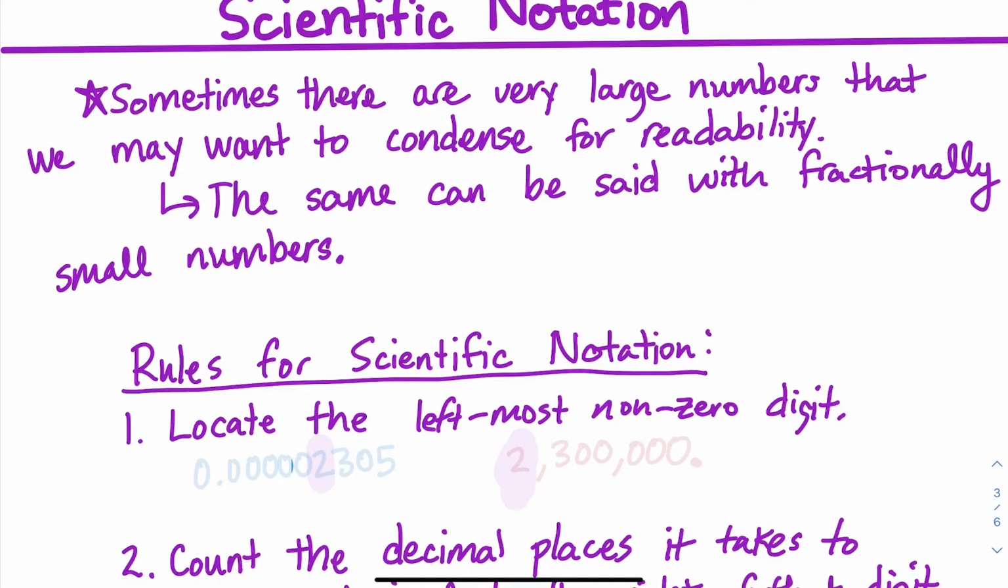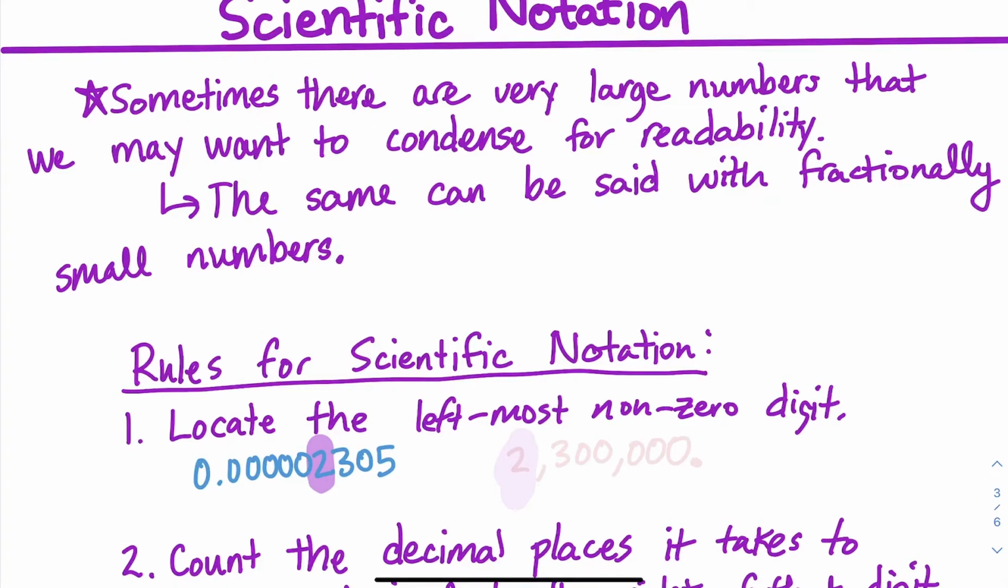So 1, we want to locate the leftmost non-zero digit. So let me explain. Let me give you an example. So let's say 0.000002305. Well, the leftmost non-zero digit would be 2. So it would be this 2. So we have located that.